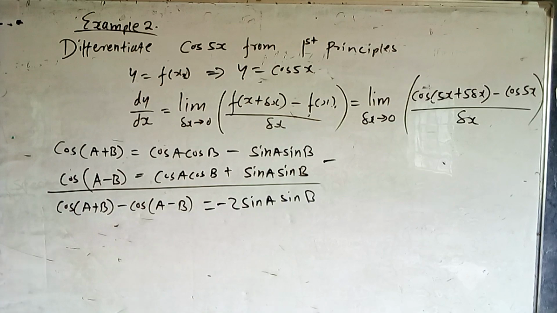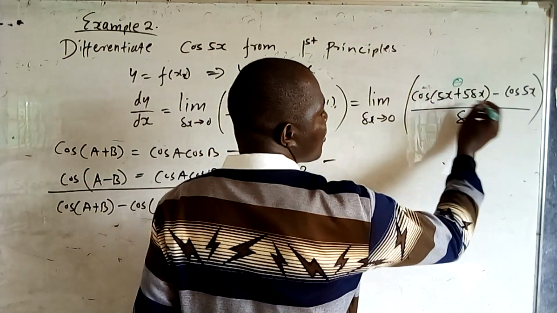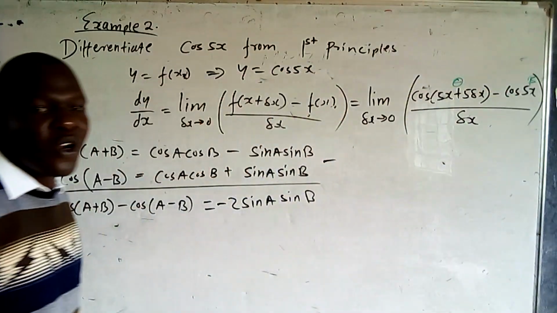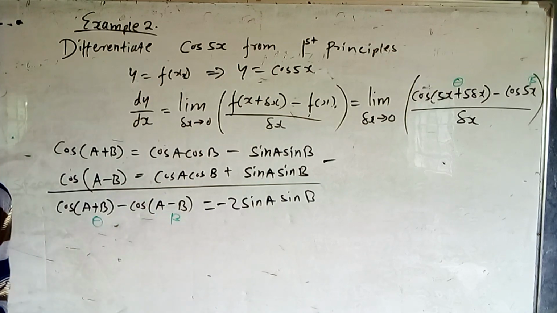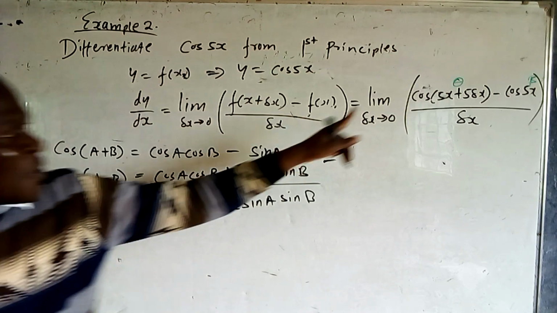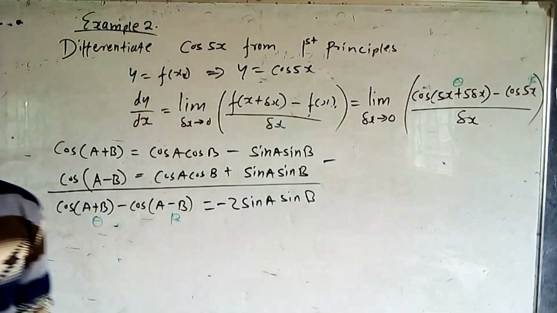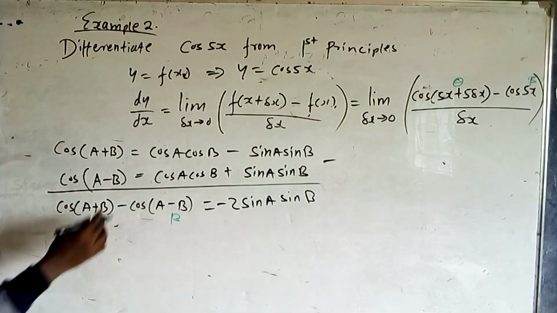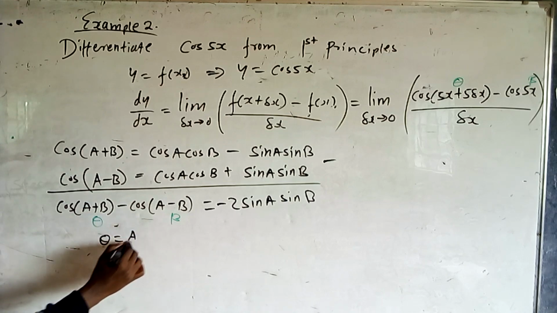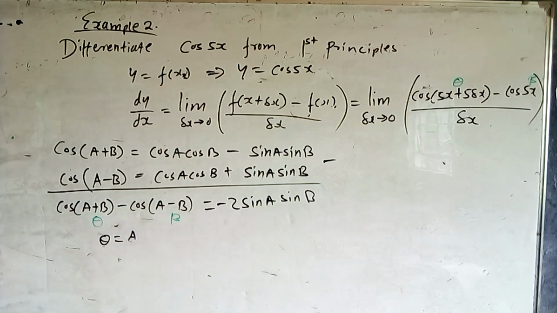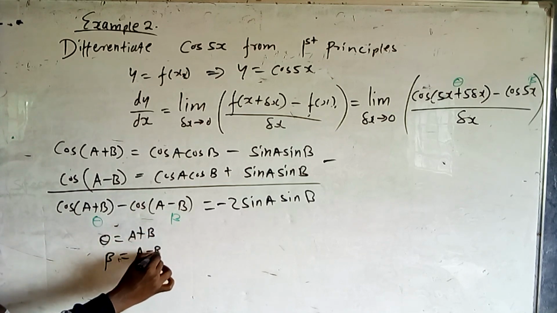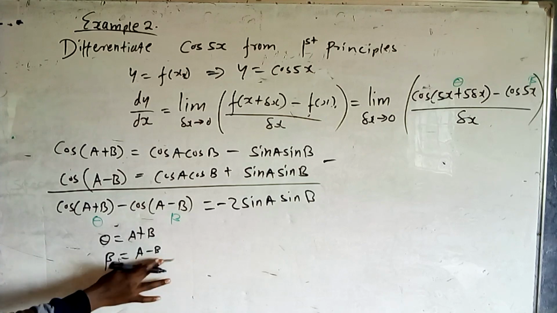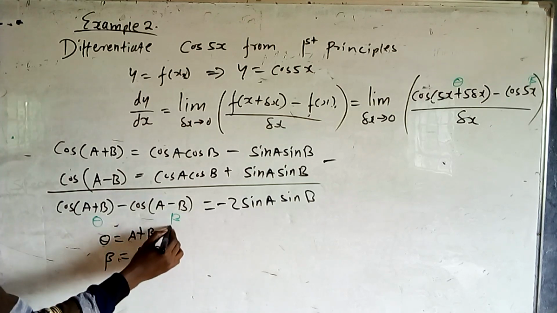Then A plus B, you must make to be one thing, isn't it? Meaning this has to be one thing. If this is theta, this is beta: cos theta minus cos beta. So this A plus B, you let it be theta. A minus B, you let it be beta, isn't it? So that we now have cos theta minus cos beta. So what is theta? Theta, you say, is A plus B, isn't it? Then beta, you said, is A minus B.